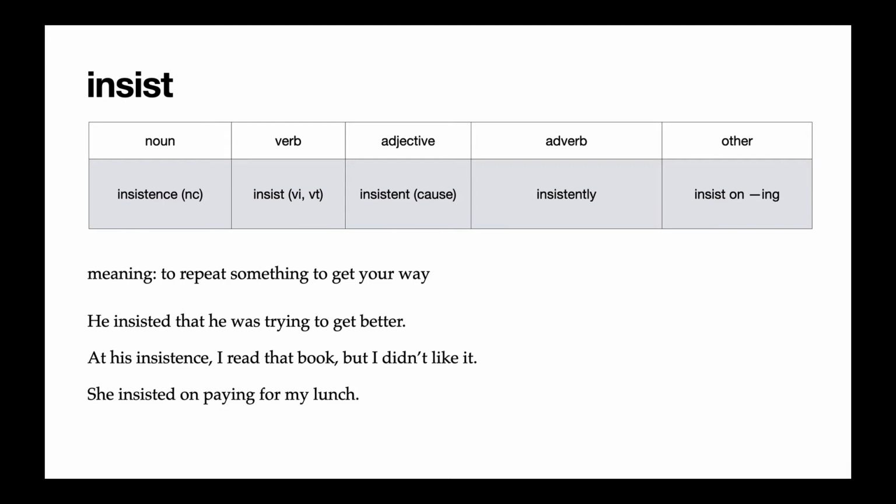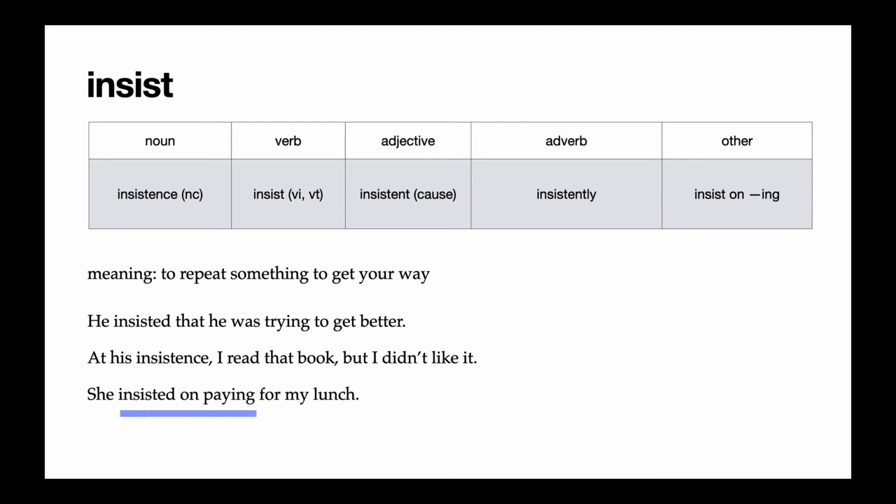We have a complete word family here. So insistence is the noun form. The adjective form is insistent. And the adverb form is insistently. And in the other column, I wrote insist on plus an ing verb, because when you want to use insist with another verb, we have to use the preposition on plus an ing verb.